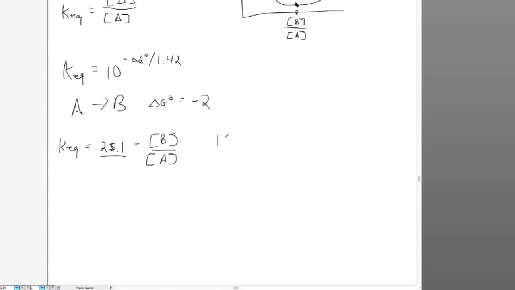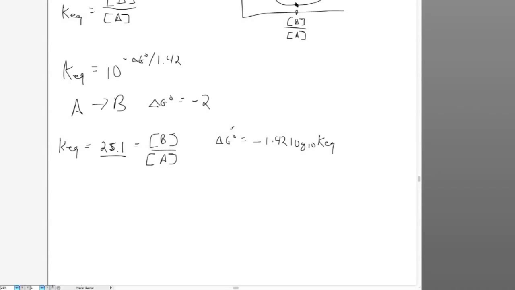Likewise, if you knew the KEQ of a reaction, okay, you can calculate the delta G of that reaction, and that's just simply a rearrangement of this equation, 1.42 log base 10 KEQ. I'm sorry, erase this. There we go, this is delta G naught, sorry about that.